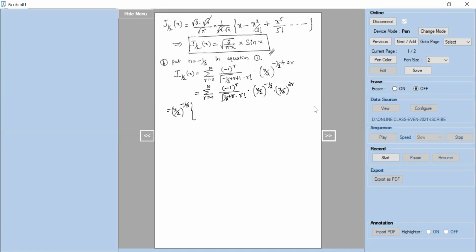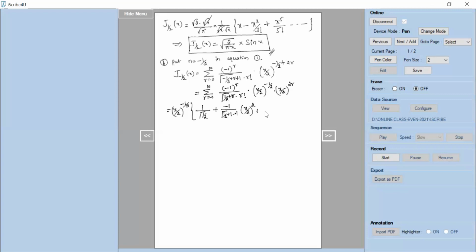So put the value for r now. R is 0 first. Minus 1 power 0 is 1. So it is 1 by, r is 0 means this is 1 by 2 plus 0, so it is gamma 1 by 2. And r factorial means 0 factorial is 1. And here x by 2 power 0 is 1 again. Next, r is equal to 1. If I put 1 here, you get minus 1 divided by gamma 1 by 2 plus 1 into 1 factorial, which is again 1, into x by 2 power 2r, where r is 1.